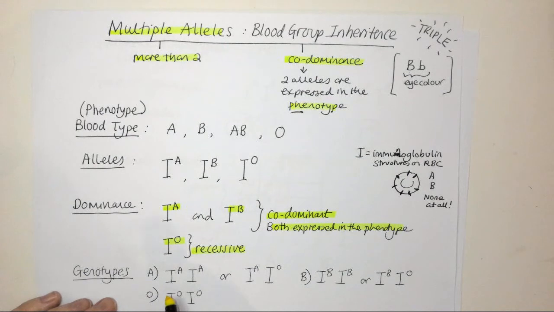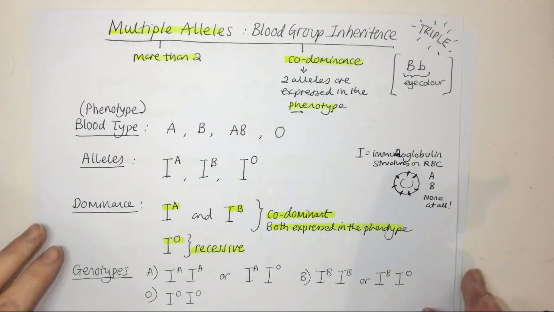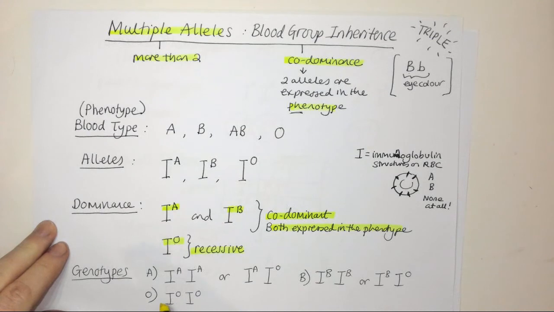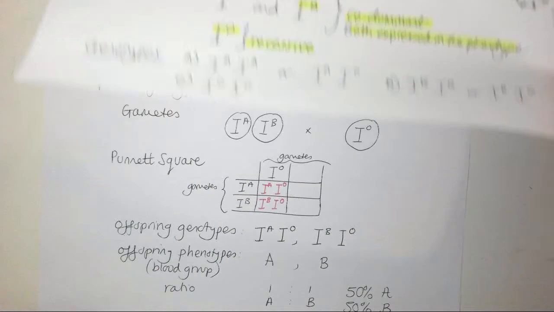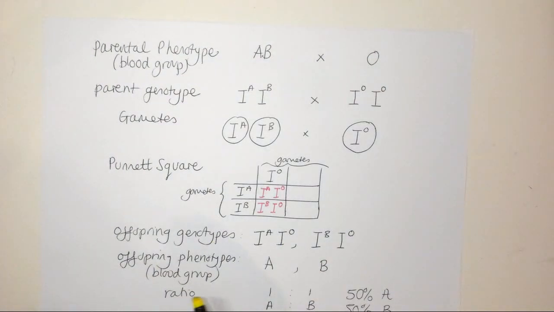We've got possible genotypes here, homozygous and heterozygous, but we only have the homozygous possibility for O because this is caused by the recessive allele, and you have to have 2 recessive alleles to have the phenotype of the blood group O. We can represent the inheritance of blood groups in exactly the same way that we've been doing all of these other genetic crosses, doing the phenotypes, genotypes, gametes, Punnett square, and then separating out the genotypes and the phenotypes in a ratio.